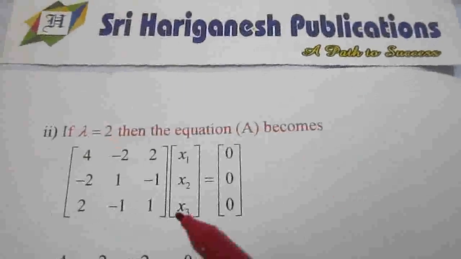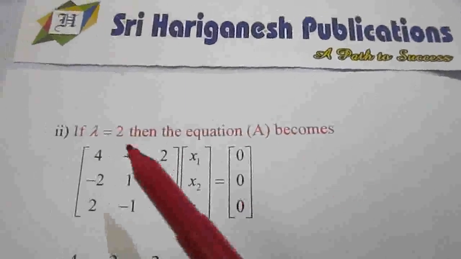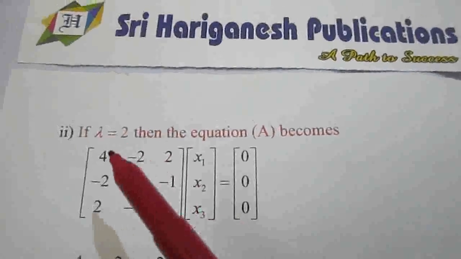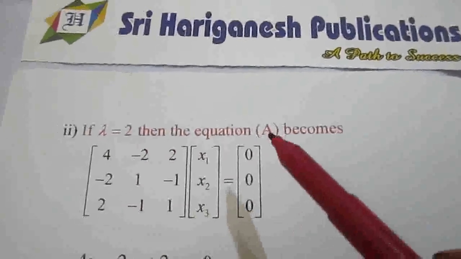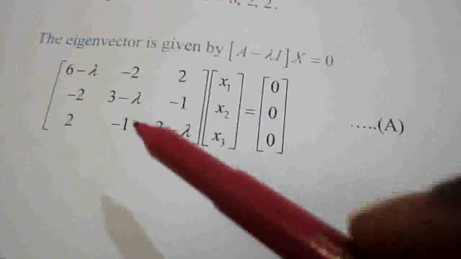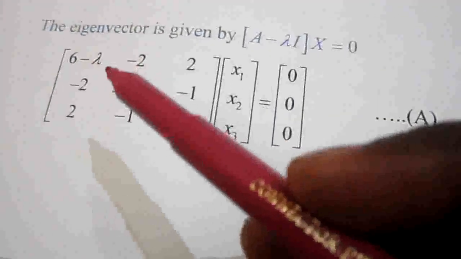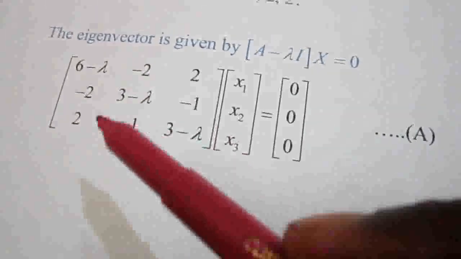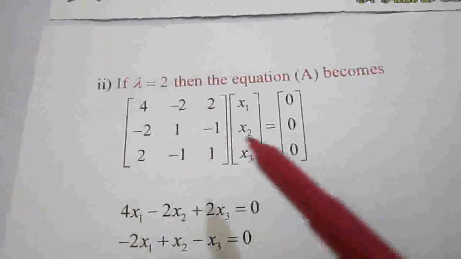And now to find the second eigenvector, I am taking the second eigenvalue lambda equal to 2. So now put lambda equal to 2 in equation A. This is equation A. Put lambda equal to 2: 6 minus 2 is 4, 3 minus 2 is 1, and 3 minus 2 is 1. So substitute lambda equal to 2 here, and we are getting the matrix like this. So this is the equation.